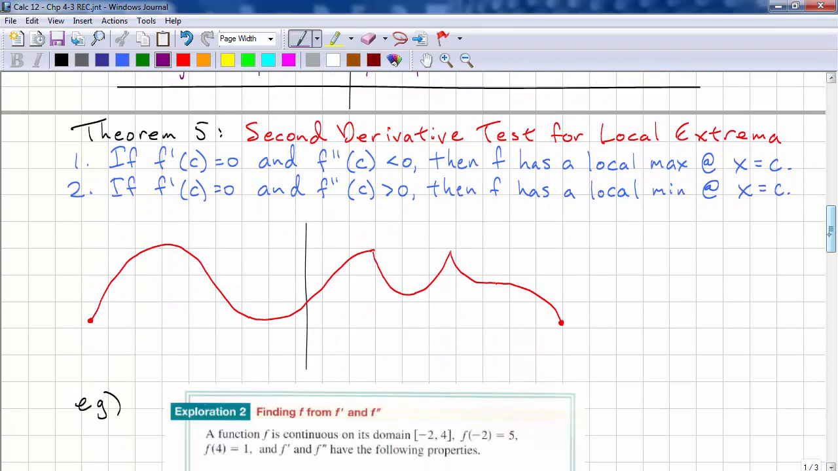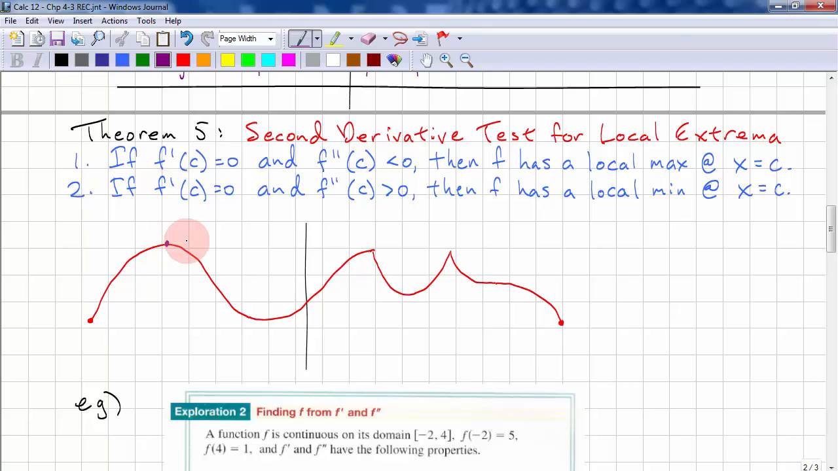Okay, theorem 5, second derivative test for local extrema. If the first derivative is 0 and the second derivative is less than 0, then it has a max at the critical point. Similarly, if the first derivative is 0 at c and the second derivative is greater than 0 at c, then f has a local min at the critical point. So let's look at these and try to come up with reasons.